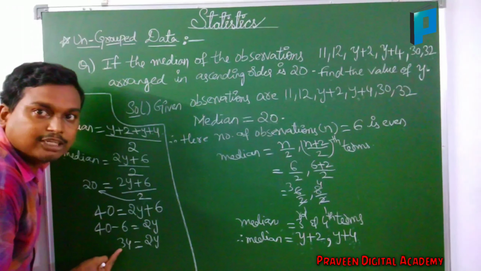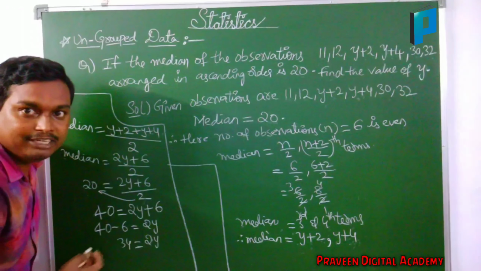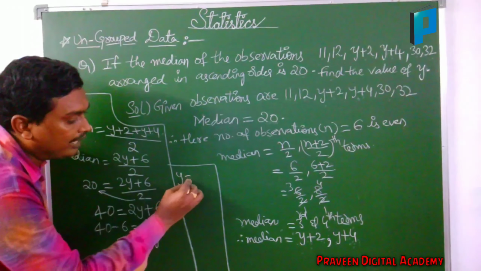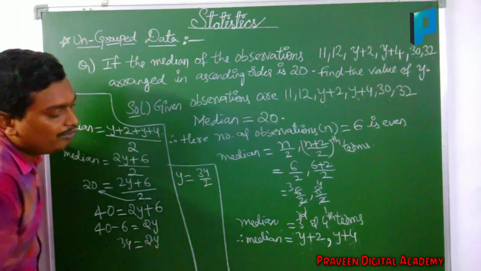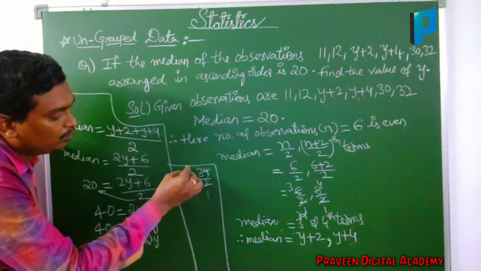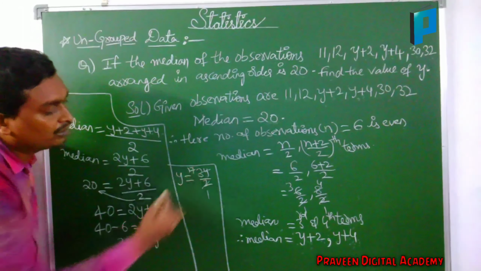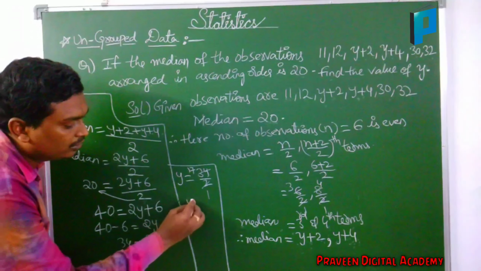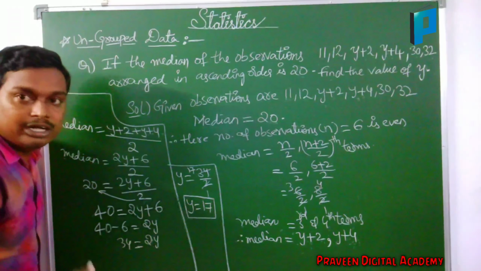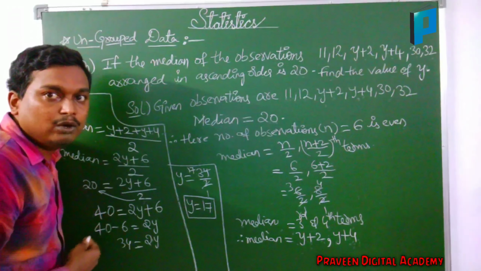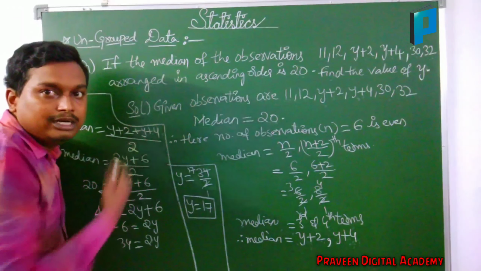When this 2 is transposing to this side, what it will become? It will become division. So we will get y is equal to 34 divided by 2. And here 2 ones are 2, and 1 gets borrowed here, 14, 2 sevens are 14. So y is equal to 17 we got. In this way we will find out the missing observation in the ungrouped data.